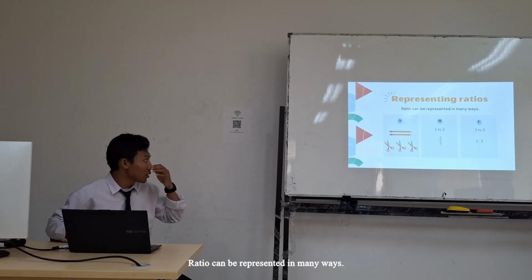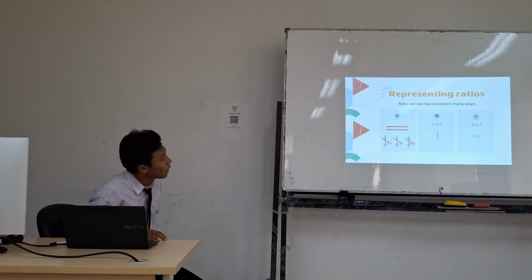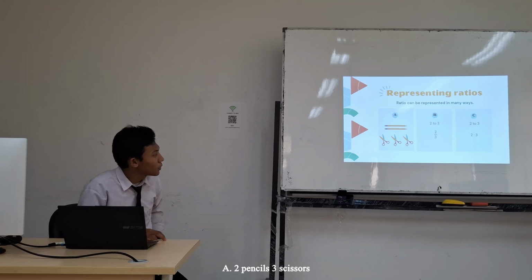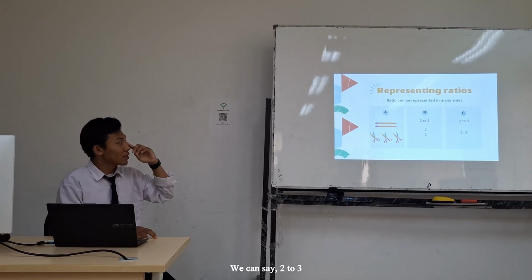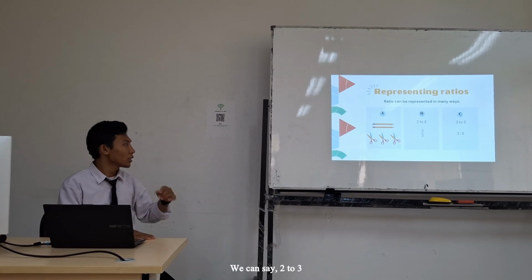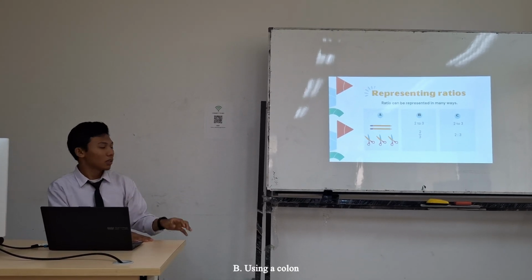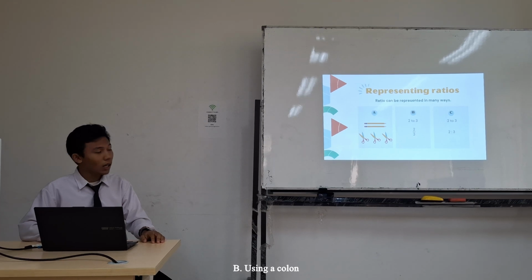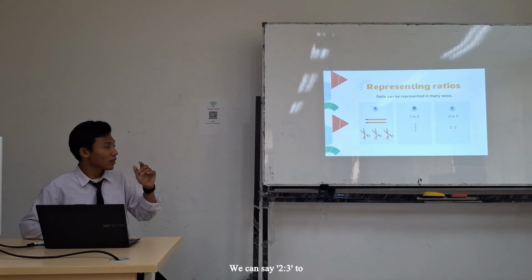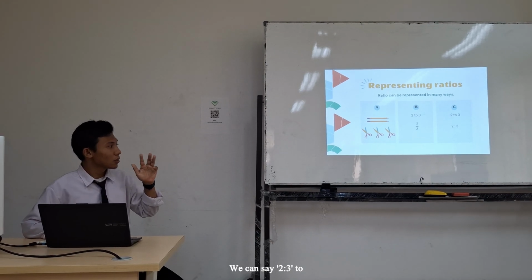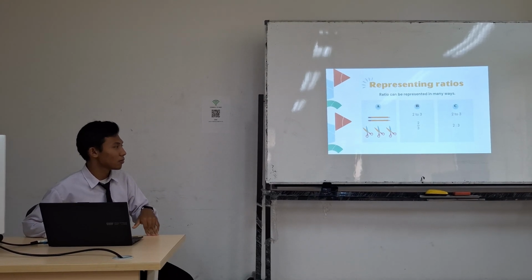Ratio can be represented in many ways. A. 2 pencils, 3 erasers. We can say 2 to 3. B. 2 of the color, we can say 2 to 3 2.